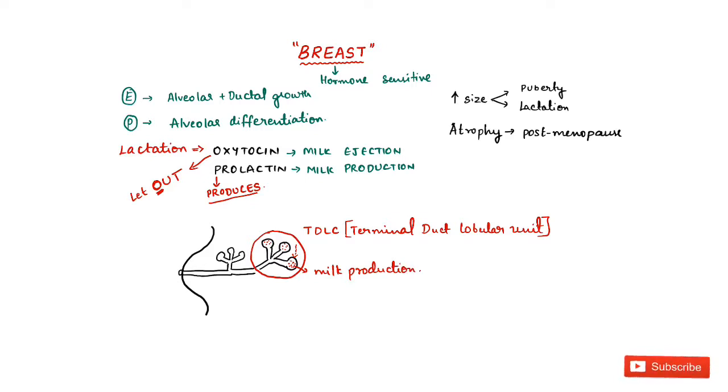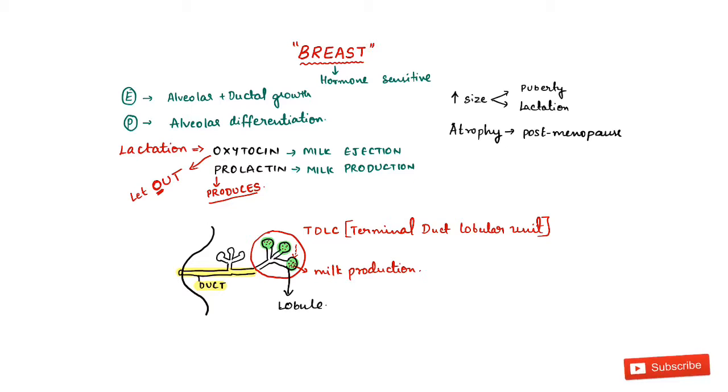Each individual part is known as a lobule, and this is the duct. So once again, this yellow part which we are highlighting in the image is the duct, and the green part which we are highlighting is the lobule. Hope the image is clear.